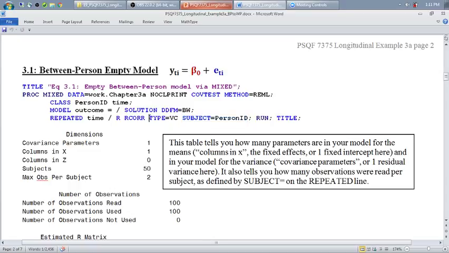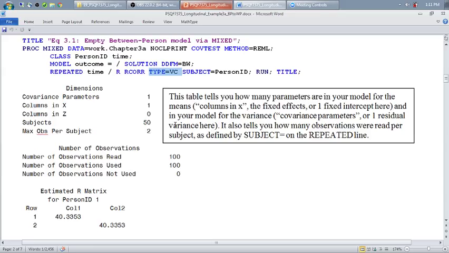And then last but not least is this type. So all of the models that we're going to look at today are going to have the same type of structure in the code, but it's the type that's going to switch here. VC stands for variance components. It is an independence model. What it actually is going to look like in terms of the prediction is right here.